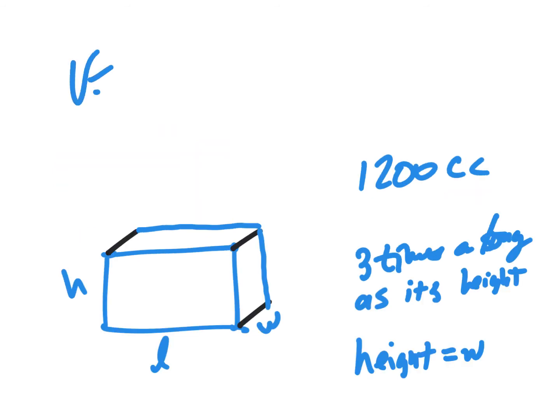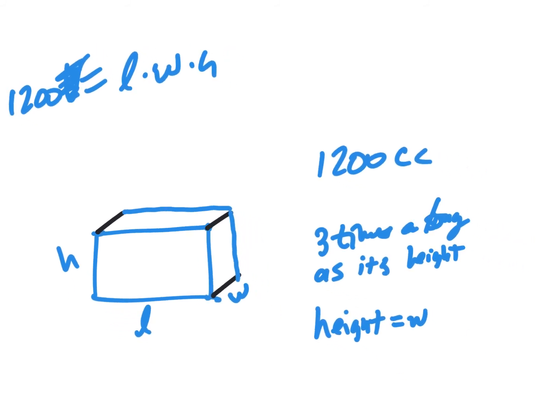So, volume was equal to length, width, height. I'm going to make a separate equation. Volume was 1,200. I'm going to make the separate equation approach because some kids will like this better. Then I'm going to write over here that the length is 3 times as long as its height. Length is 3 times its height. Okay? Next, height is the width. Well, h equals w then.